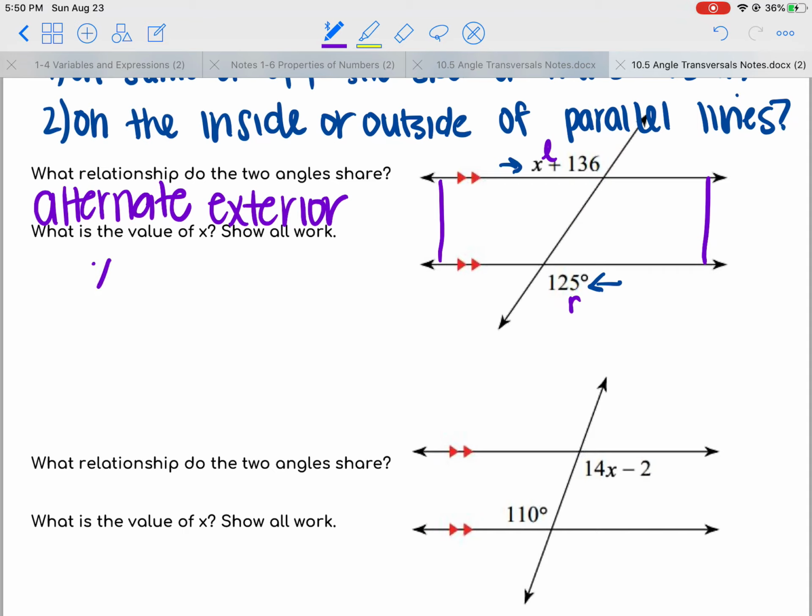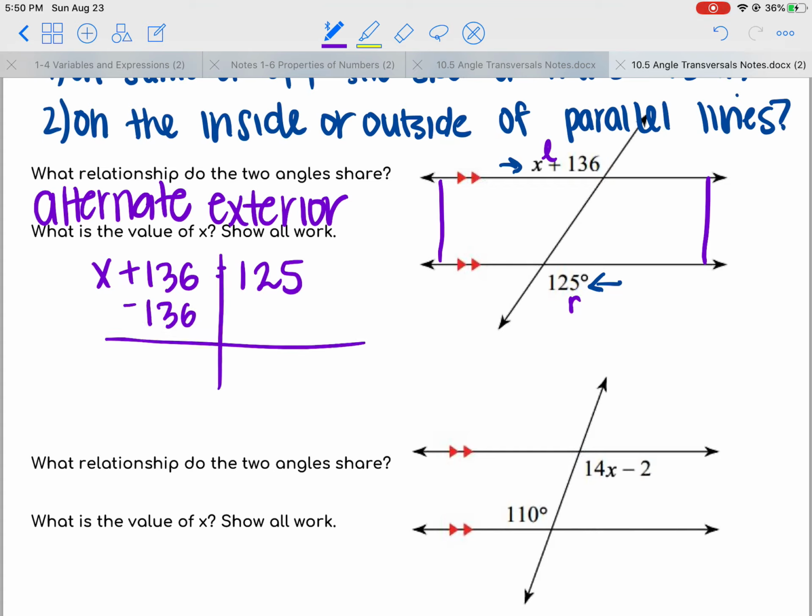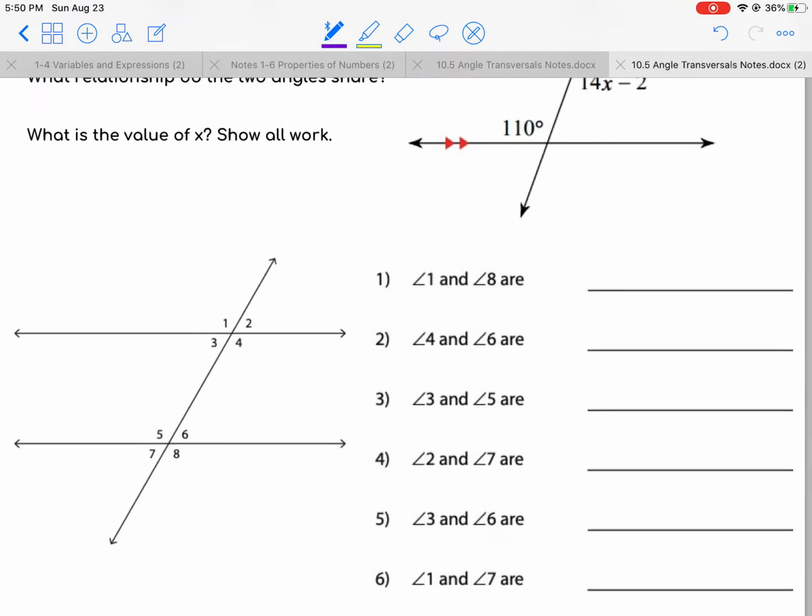So we can set x plus 136 equal to 125. Now I'm going to subtract 136 from both sides, and I end up getting x equals negative 11. And it says to show all of my work. So my unknown value in this little expression is negative 11.